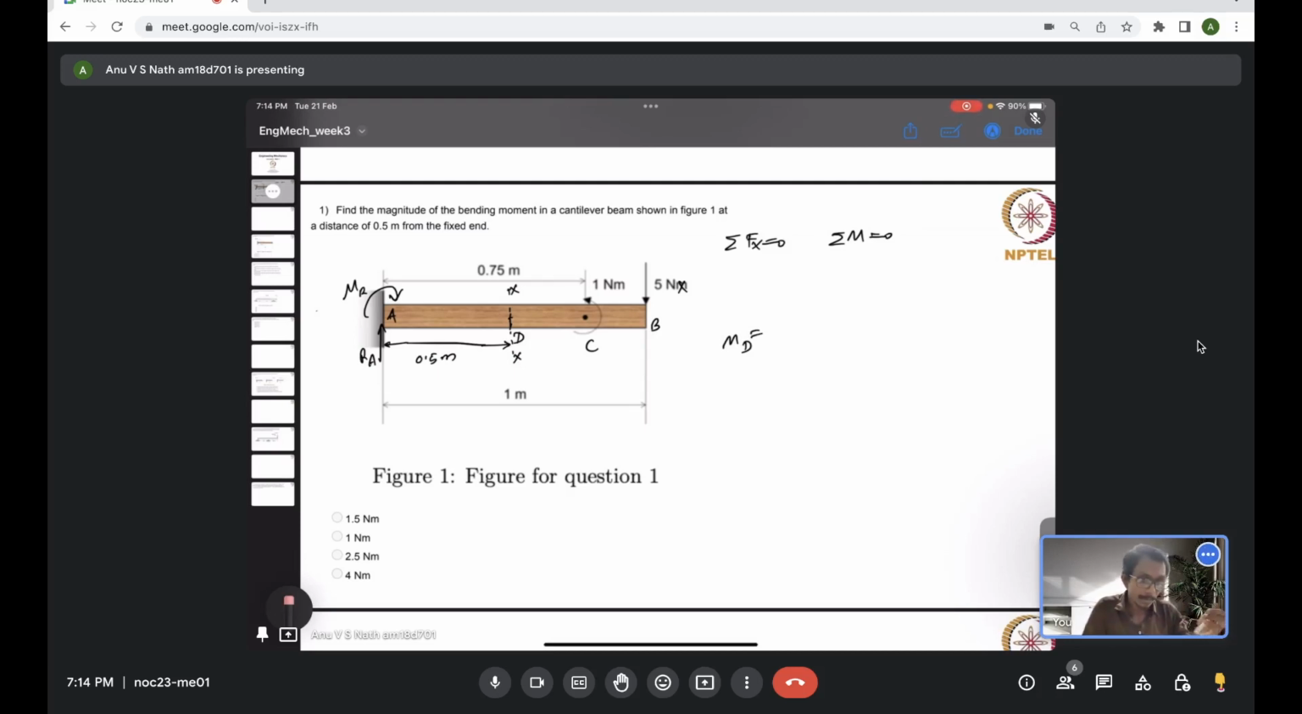Or the other way, you can consider the right hand side only. You don't need to solve the equilibrium equations at all. You can just consider the right hand side, where you already know what the forces involved are: 5 Newton and 1 Newton meter. So you can just choose the right hand side. So I will choose the right hand side.